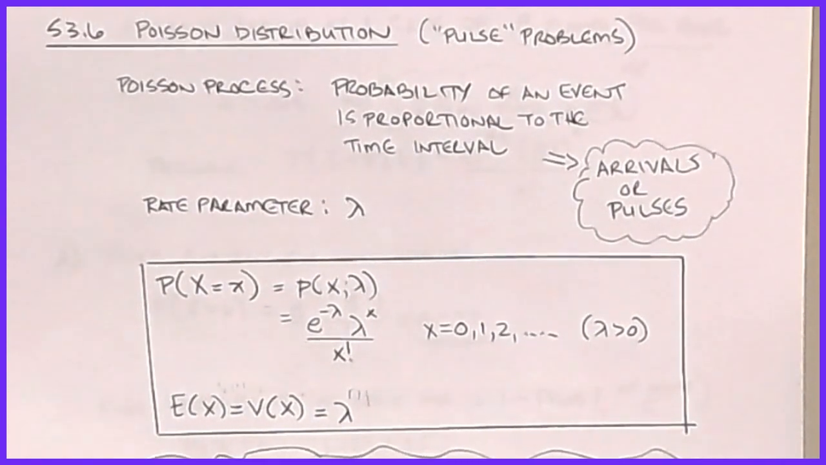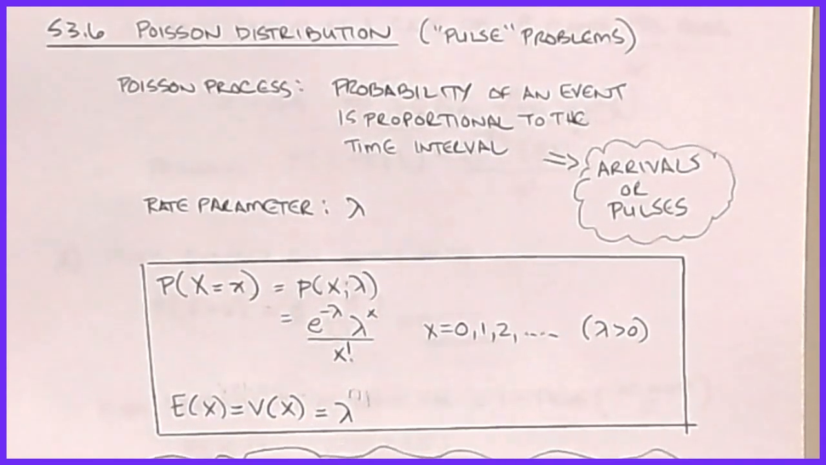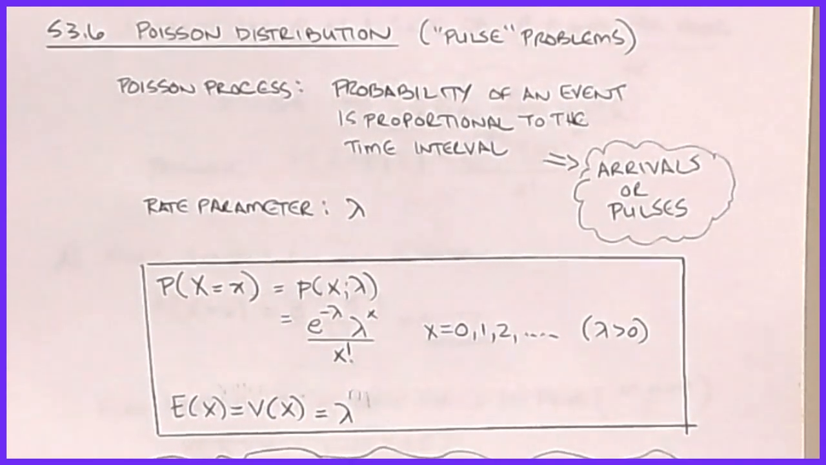Welcome back. In this video, we're going to continue our discussion of discrete probability distributions, and we're going to focus a little bit on a different type of distribution. In the previous videos, we've been dealing with binomial type patterns, a true or false problem, or a hypergeometric, which was our classic pool problems. In this one, we're dealing with the Poisson distribution, which is more of a pulse problem.